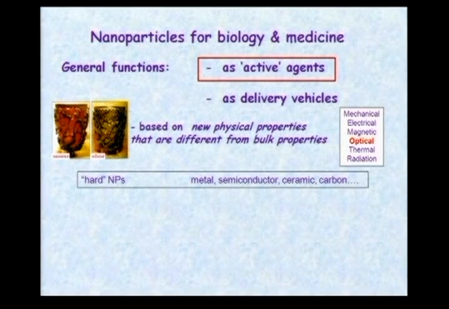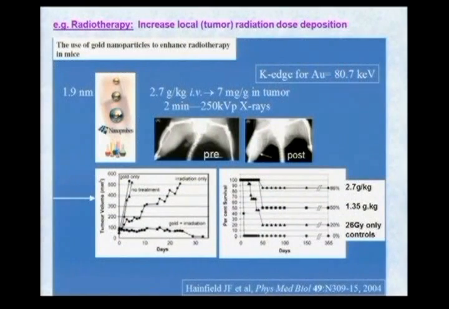This is usually manifest in so-called hard nanoparticles, either metals or semiconductors, ceramics, carbon, and so on. How is this used? Well, here's an example in radiotherapy. This is a study published a number of years ago in which gold nanoparticles were used in order to enhance the radiation dose delivered to tumor.